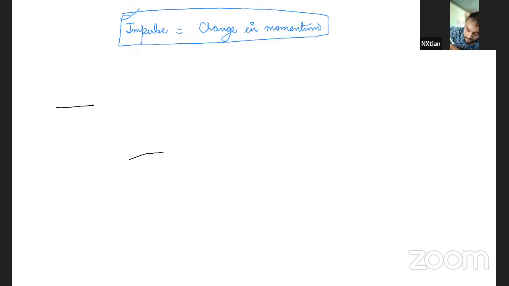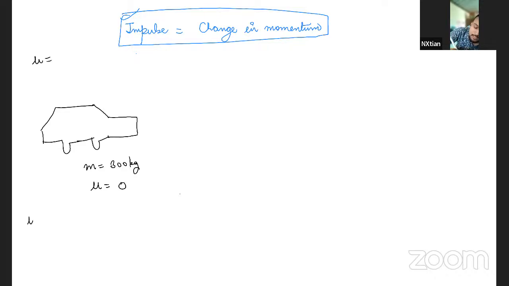So for example, this is a car. Only take it as an example because my drawing is very bad and I'm proud of it. So the mass of the car is 300 kg and the car is at a stationary position. So u is the initial velocity. Sorry, initial velocity.